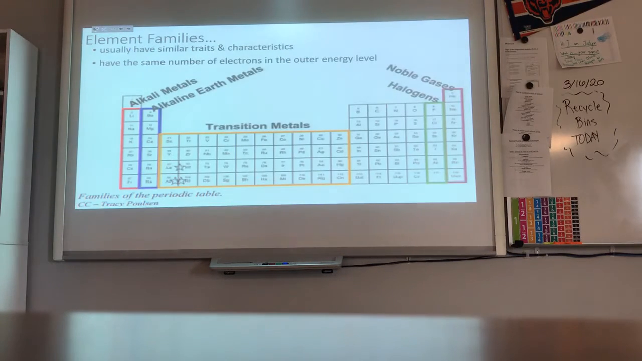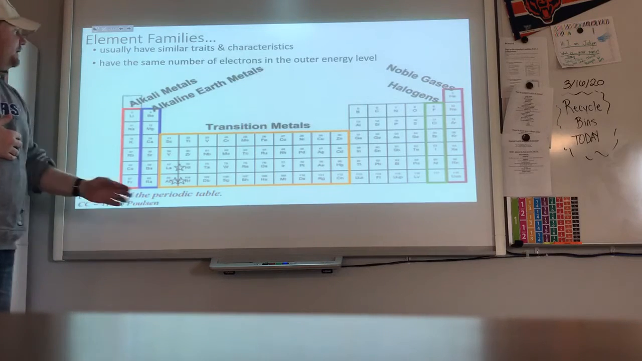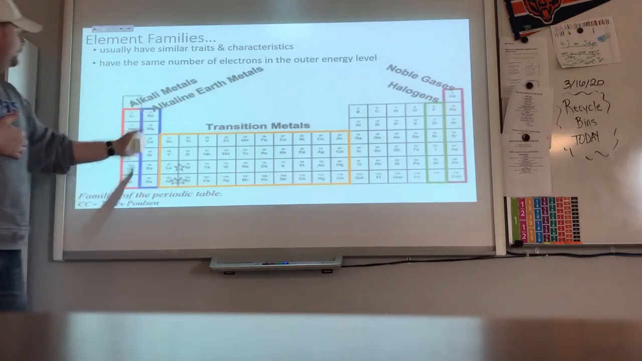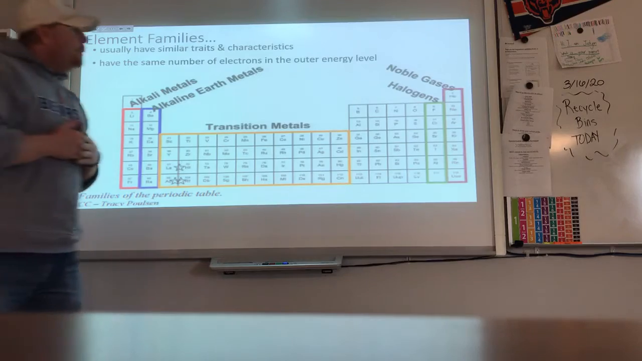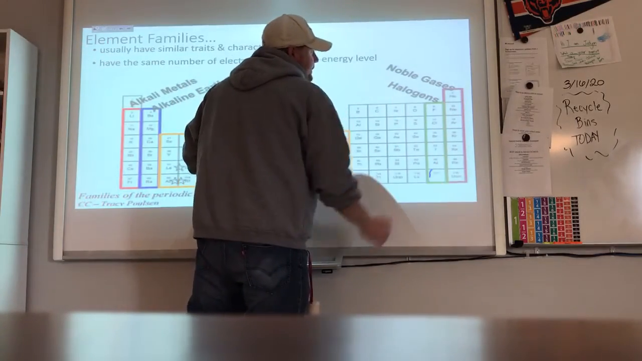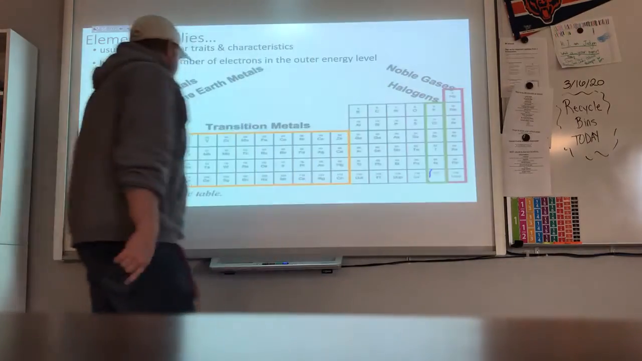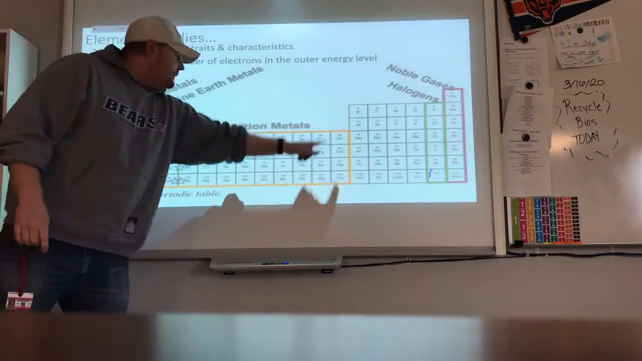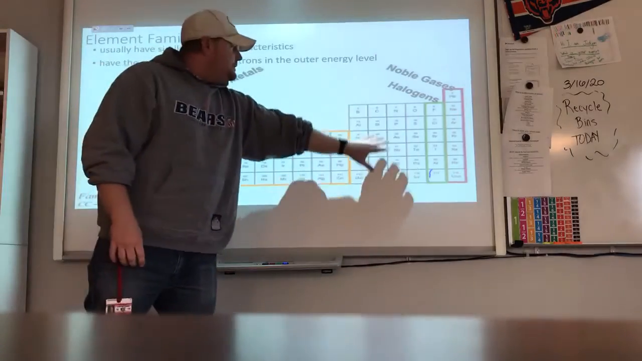We look here, and here are some of them. We have the alkali metals. We have the alkaline earth metals. We won't talk about those as much today. We have the halogens, and we have the noble gases. Transition metals are also in here, and then we have this group that's right there.